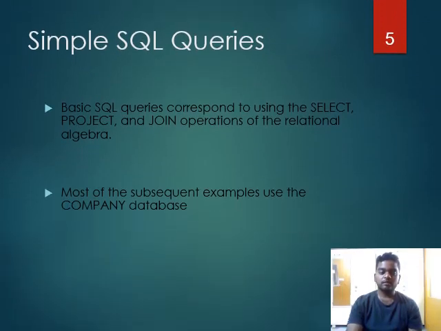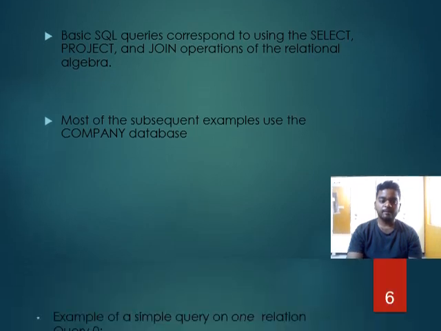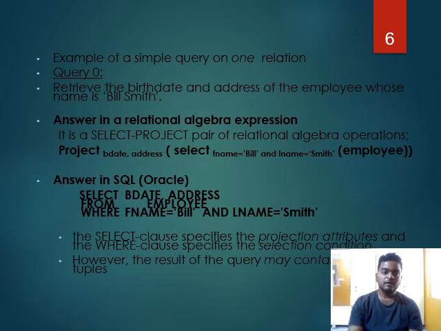Simple SQL queries. Basic SQL queries correspond to using the select, project and join operations of the relational algebra. Most of the subsequent examples use the company database. Example of a simple query on one relation, query 0: retrieve the birth date and address of the employee whose name is John Smith.